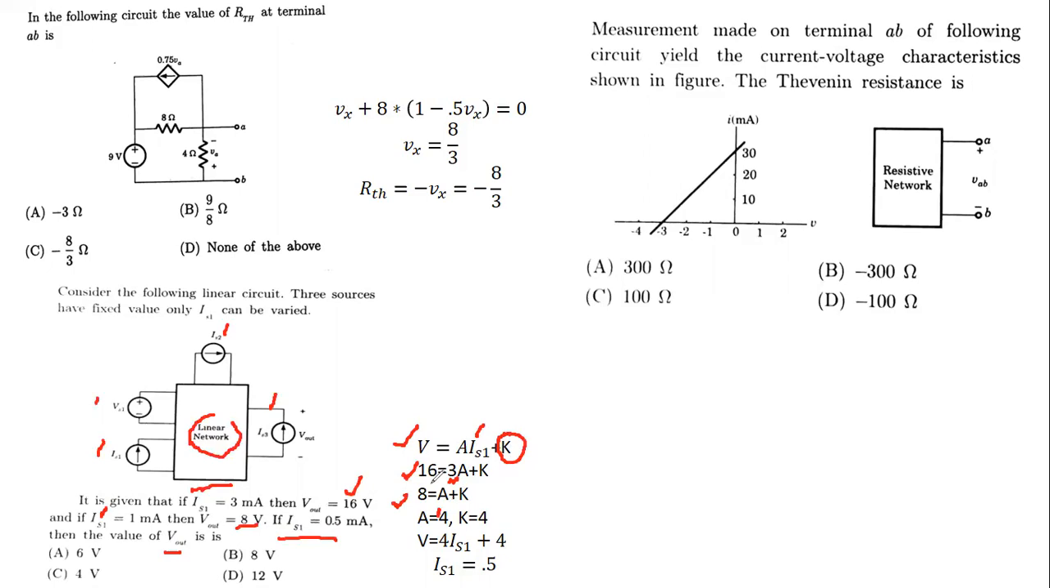So the first equation is 16 equal to 3A plus K, and the second equation is 8 equal to A plus K. By solving these two equations, A becomes 4 and K becomes 4, and now the equation becomes V equal to 4 IS1 plus 4. Now when you put the value of IS1 equal to 0.5, we will get the answer to this question. So this becomes 0.5 into 4, 2, plus 4, 6. So my answer, 6 volt, is the correct answer.